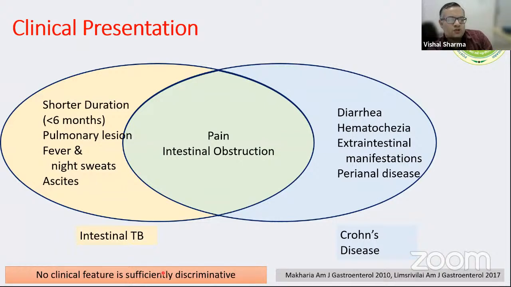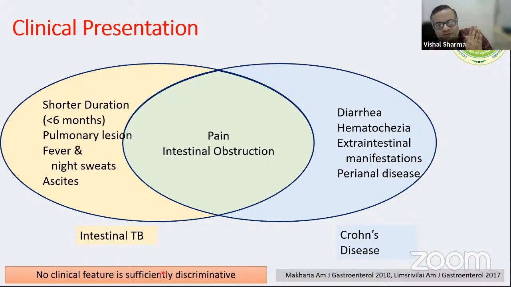Okay. So, are there any clinical symptoms? So now I'm going to talk about differentiating TB and Crohn's disease using various modalities: clinical presentation, radiological findings, endoscopic findings, histology, microbiology, and response to treatment, right?